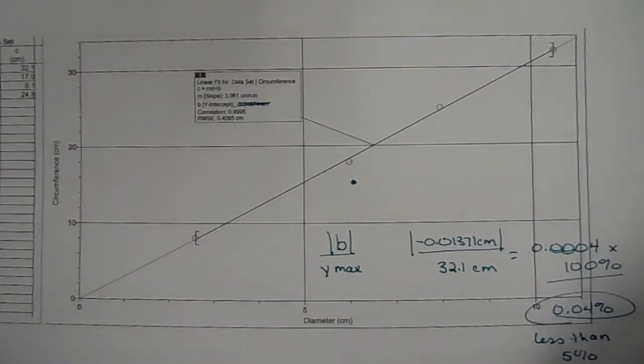Now, if you've done your calculation and the percent is less than 5, you can ignore the y-intercept, and it's just like it was measured to be 0. So in this case, we would leave it off of our equation as well.